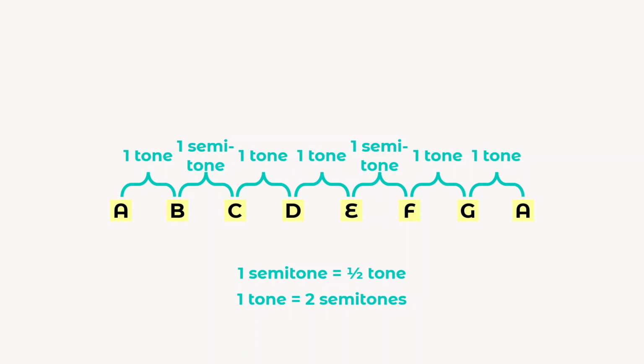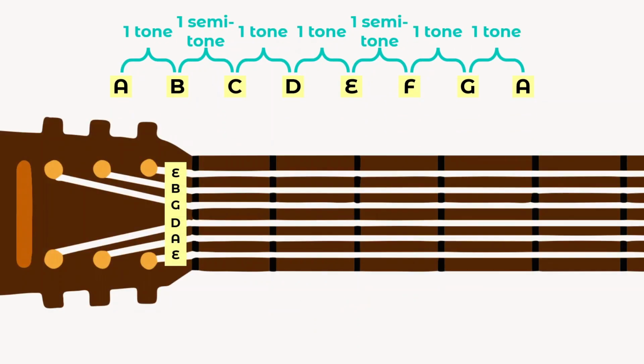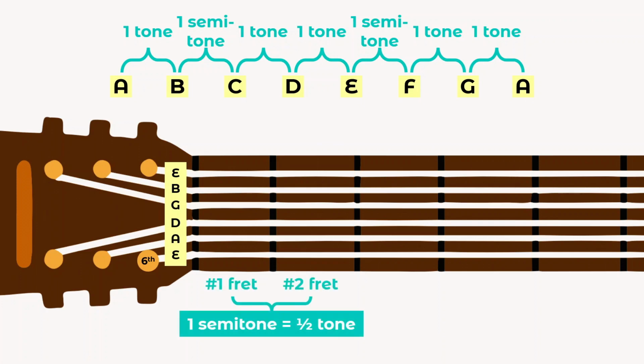Aside from the fixed distance, these letters have their specific positions on the guitar as well. Let's take the sixth string as an example. When we don't push any frets and we pluck the sixth string, it would be an E note. Since the distance between frets is one semitone and the distance between E and F is also one semitone, when we push the first fret, it would be an F note.